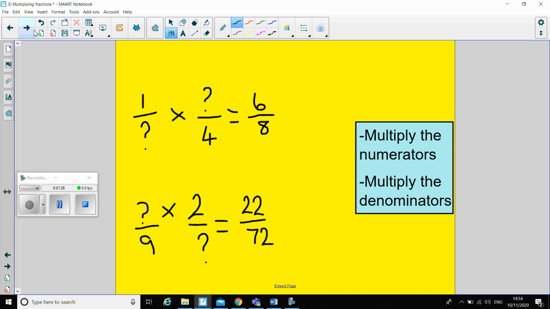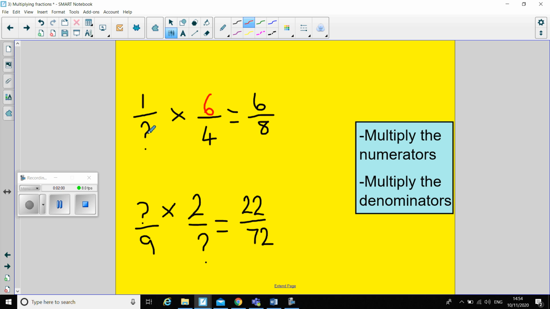Okay, you might also come across some questions that look a little bit more like this today, so a bit more problem-solving style of questions. So I've got a fraction where they've given me the numerator but not the denominator, and then one where they've given me the denominator but not the numerator. So to solve this, I've got to think 1 times something gives me 6. Well, 1 times something to give 6 is going to be 6. So the missing answer there must be a 6.